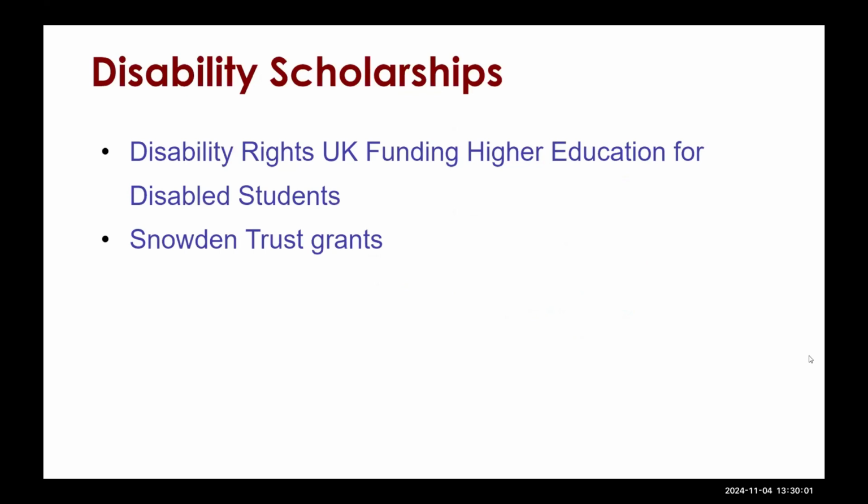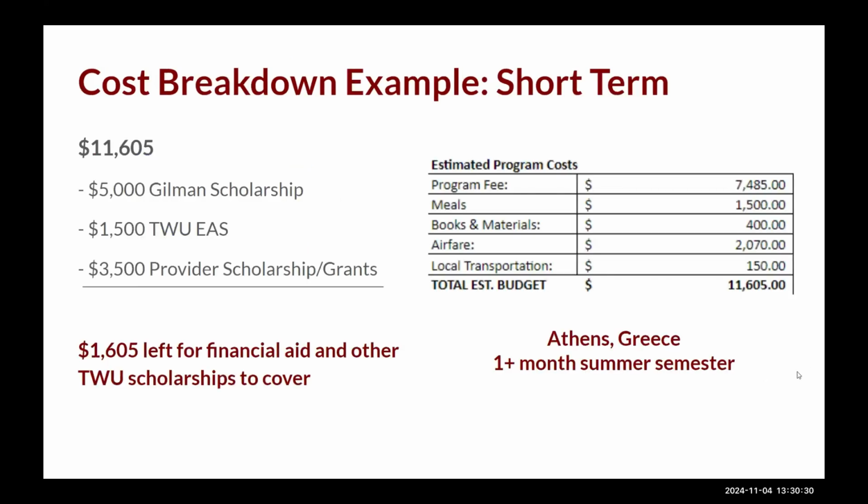There are also some disability scholarships. Especially in the UK, there are different grants and scholarships that you can apply for. And there is the Disability Rights UK Funding Higher Education for Disabled Students. That will also help with your cost of living. So make sure that you do your research and see that you are eligible. There are lots of different scholarships available as long as you look for them.